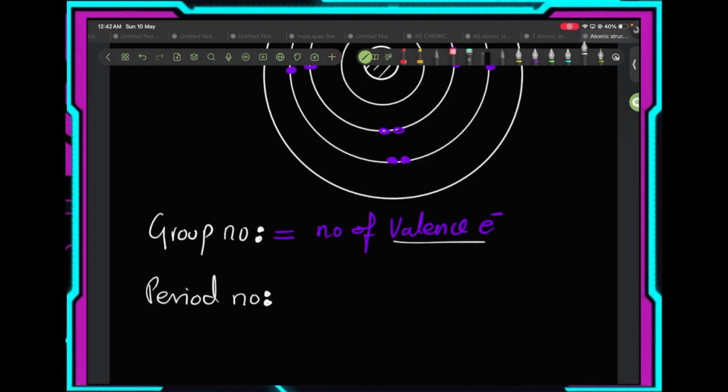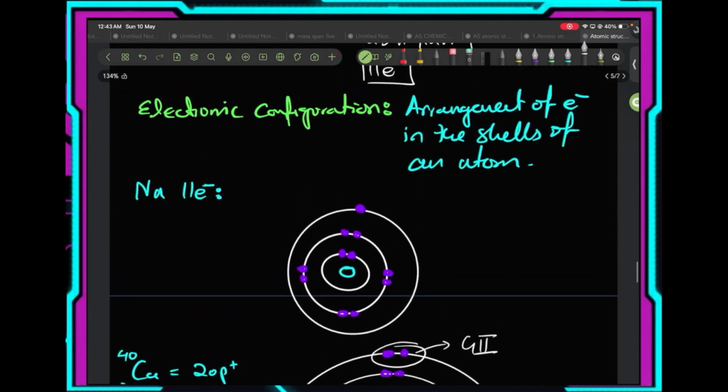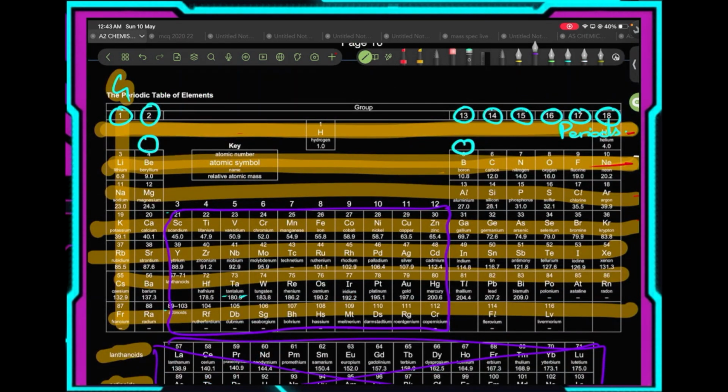What are valence electrons? Yep, outermost electrons. So how many outermost electrons does calcium have? Two. So what would be the group number of calcium? Group 2. And what about sodium? How many outer electrons does it have? So group 1. Now let's just confirm this from the periodic table. Is this true? So this is group 1, right? The first vertical column. Can you see sodium right here? Yes. And what about calcium?